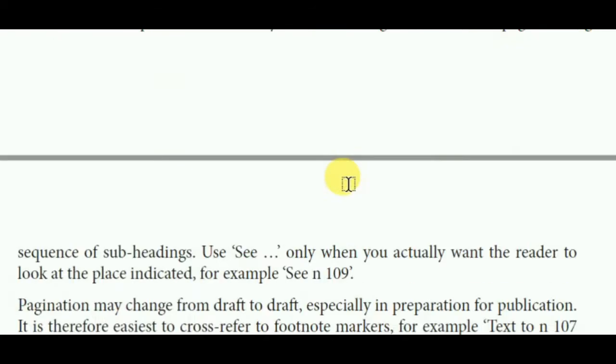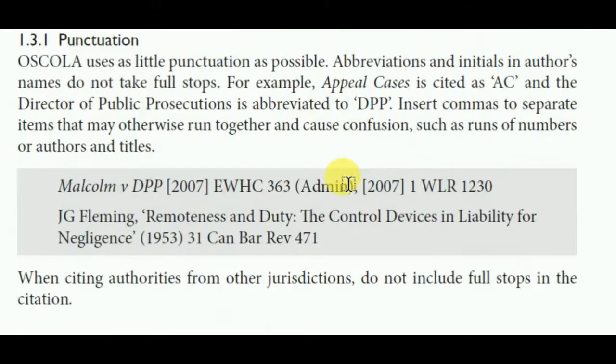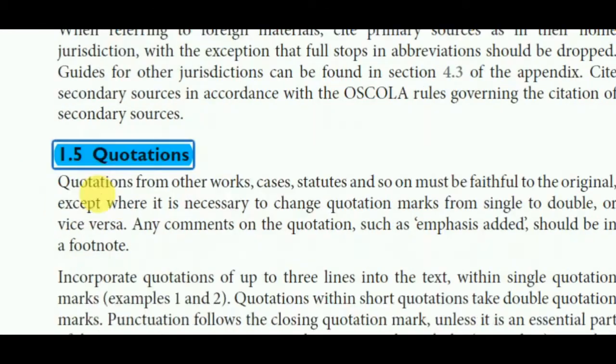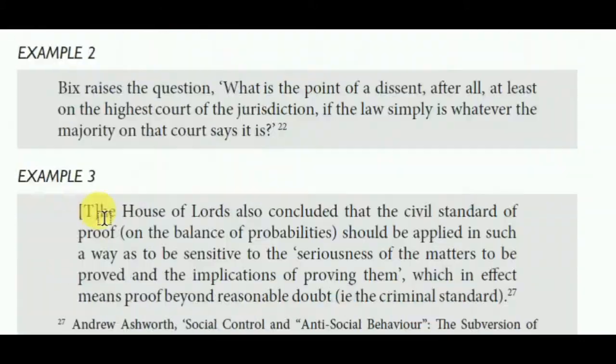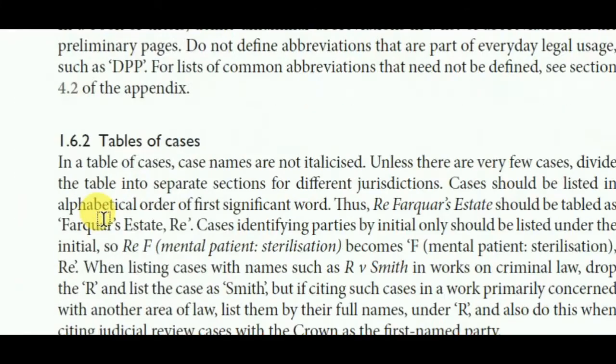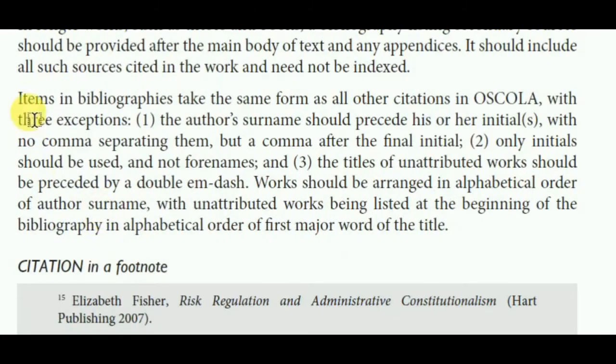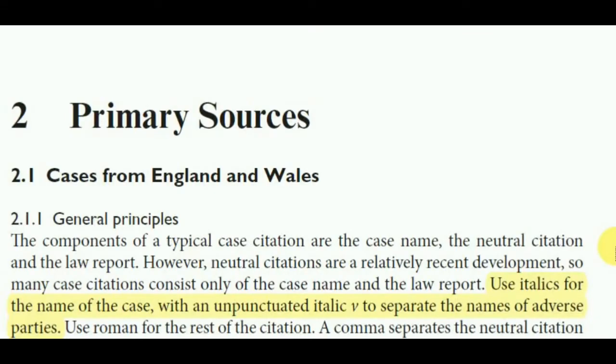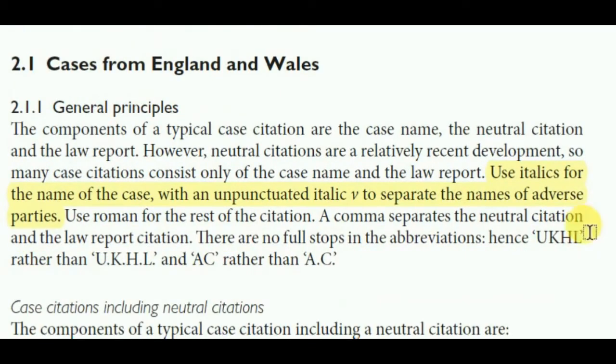The next subsection of interest in Section 1 is how you deal with quotations, annotated as 1.5, and then you can have a look at bibliographies in 1.7. Note that the format of footnotes and the reference in the bibliography are quite similar. We now look at Section 2, which is about primary sources.